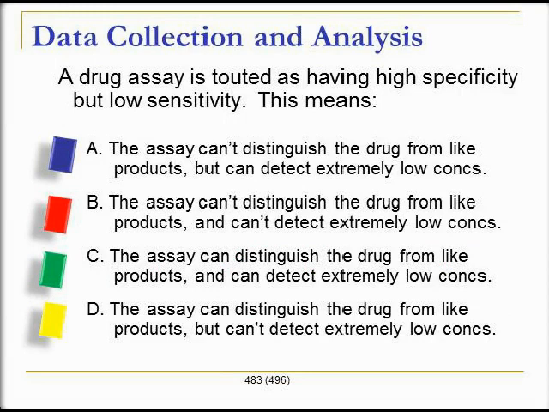All right, a drug assay is touted as having high specificity but low sensitivity. This means the assay can't distinguish the drug from like products, but it can detect extremely low concentrations. B, the assay can't distinguish from like products, and it cannot detect very low concentrations. C, the assay can distinguish between like products, and it can also detect very low concentrations. Or D, the assay can distinguish between like products, but it can't detect extremely low concentrations. So high specificity, but low sensitivity.